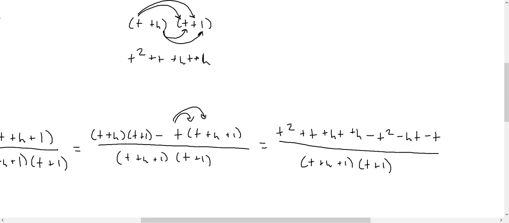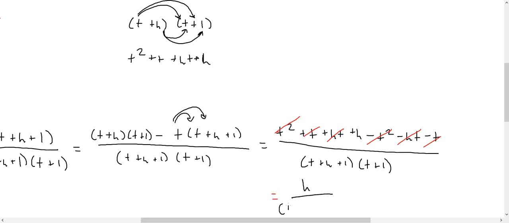Now we can cancel out some terms. So we can see that we have a positive t squared over here. That cancels out with a minus t squared right here. We have a plus ht, which is going to cancel out with a minus ht. And we have a plus t that's going to cancel out with a minus t. So we're going to have nothing else on the numerator, so just an h.